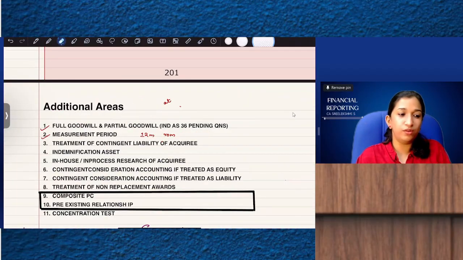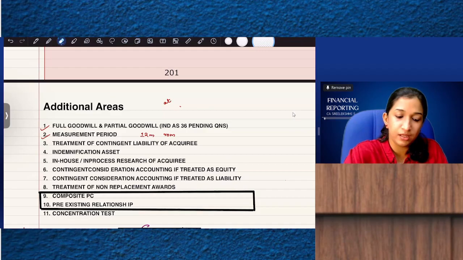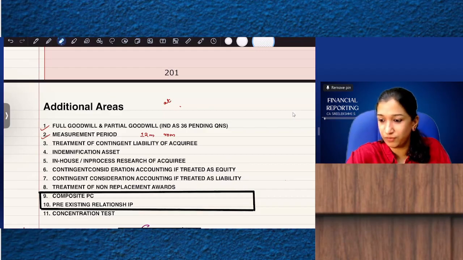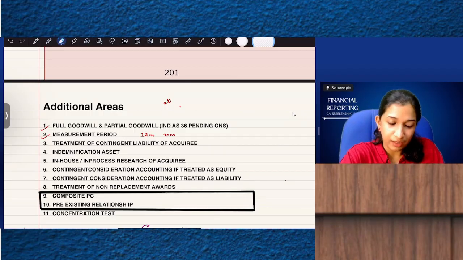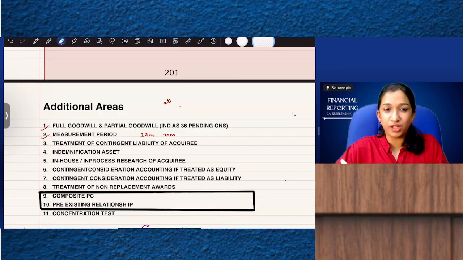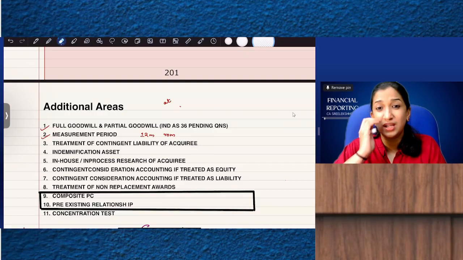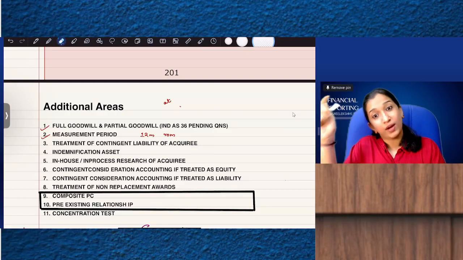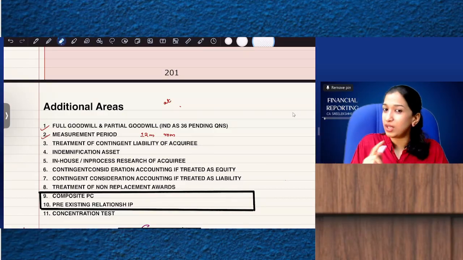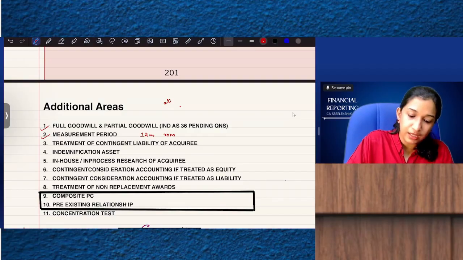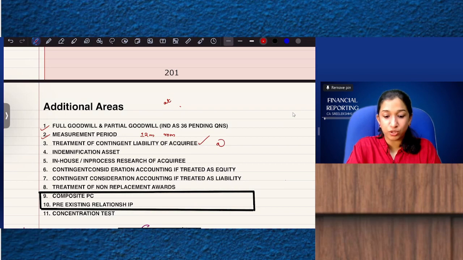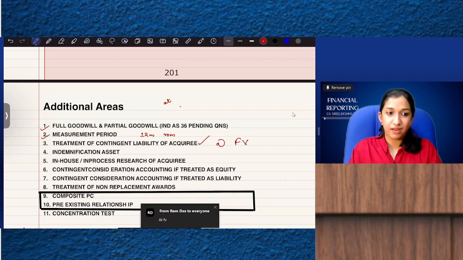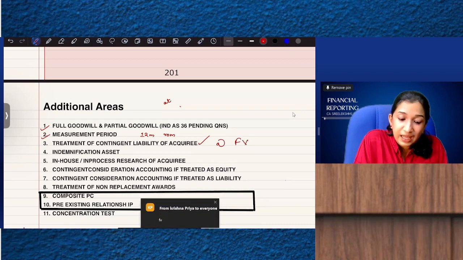So, goodwill, what is the treatment? Goodwill: full goodwill, partial goodwill. There are two types of goodwill. Measurement period accounting. Then treatment of contingent liability of acquiree. What is the treatment of contingent liability? Contingent liability of acquiree should be taken over. At what value should the contingent liability be taken over? Fair value. And if there is an indemnification asset attached to it.